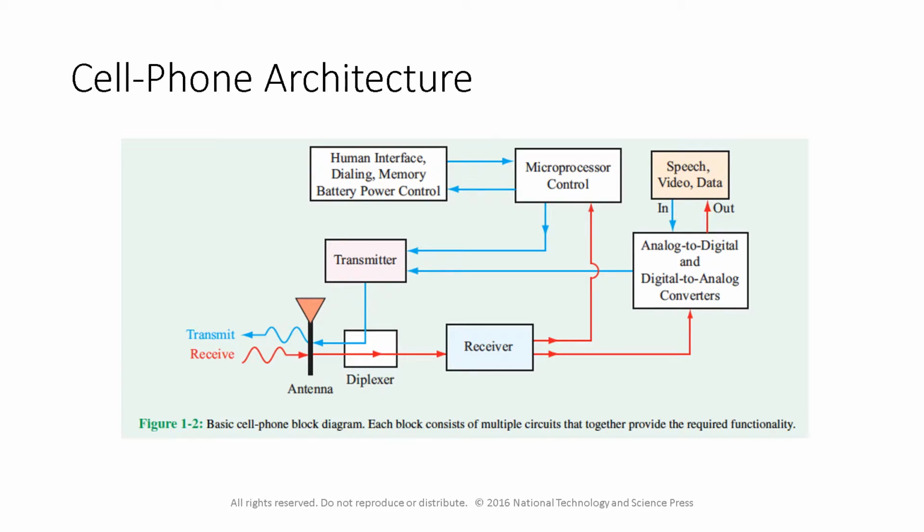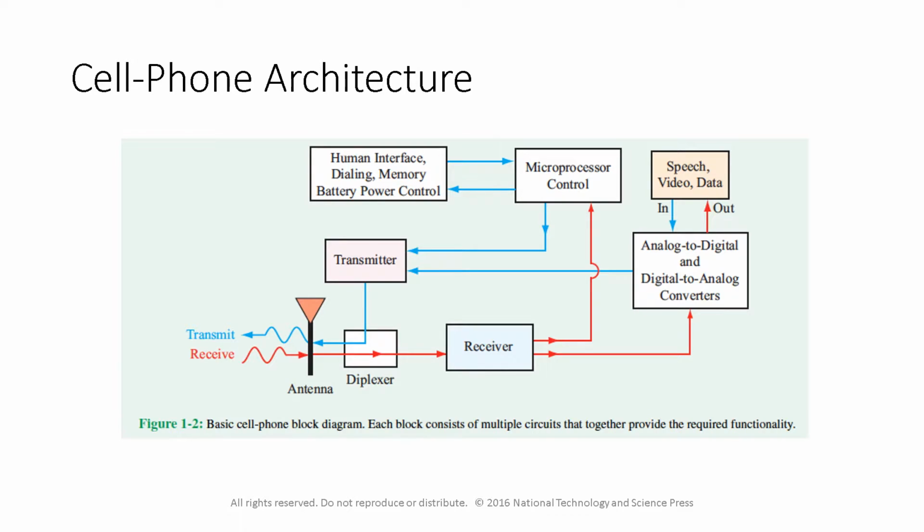So cell phone architecture is pretty cool. With cell phone architecture, you start with your inputs, so those would be like human interface, dialing, memory. You have to make a call on the phone before you can talk to someone. So whenever you type in your friend's number on the screen, or you look in the contacts to find them, that's the input, and that's being handled by a microprocessor control, which you can think of as the computer or the brains of the cell phone.